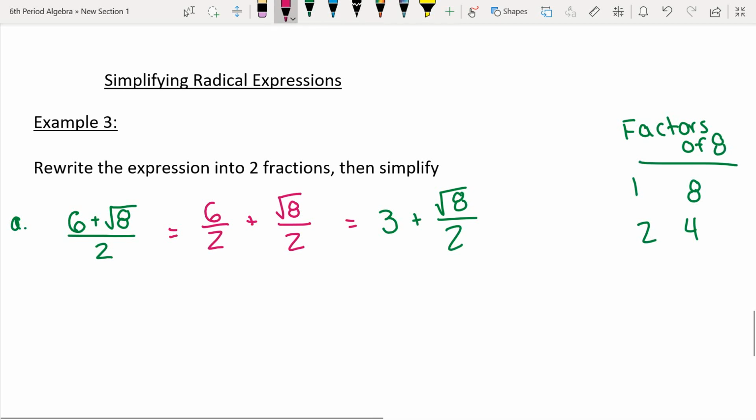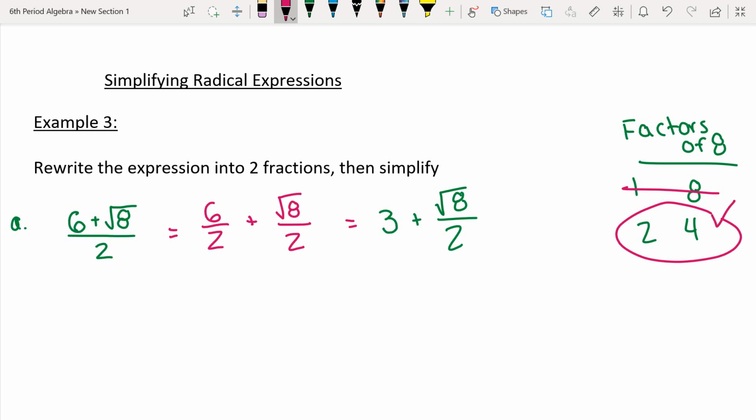Cool. Well, let's look. Are any of those perfect squares, or better yet, an ideal pair? 1 and 8 get you nowhere. And then it only leaves me one option, which is 2 and 4. Well, 2 is prime, yay, and 4 is a perfect square. This means it's an ideal pair.